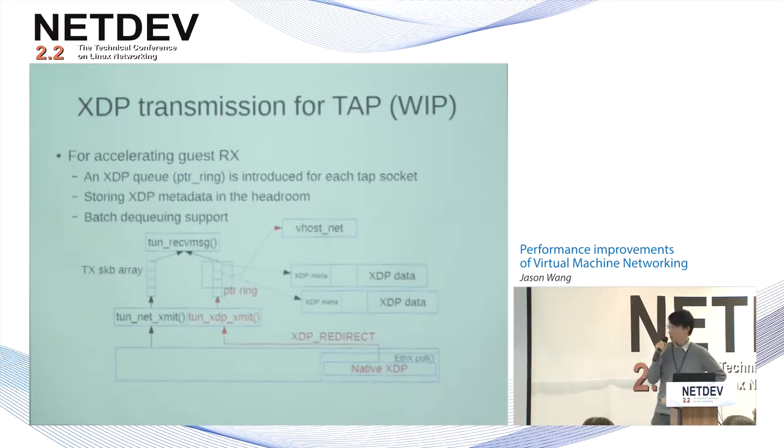And for guest receiving, it usually requires XDP transmission support for tap. So we implemented a prototype, which was done through a pointer ring, which is really similar to what Jesper did for the CPU map. And we also store the XDP metadata in the headroom of the packet. So when we want to redirect RX buffers to the tap, we will first build an XDP buffer and queue the pointer of it in a pointer ring. We also need to make sure that if we call the tun recvmsg, this packet can be received. And we also need to support batch dequeuing, since it was a requirement for vhost_net.